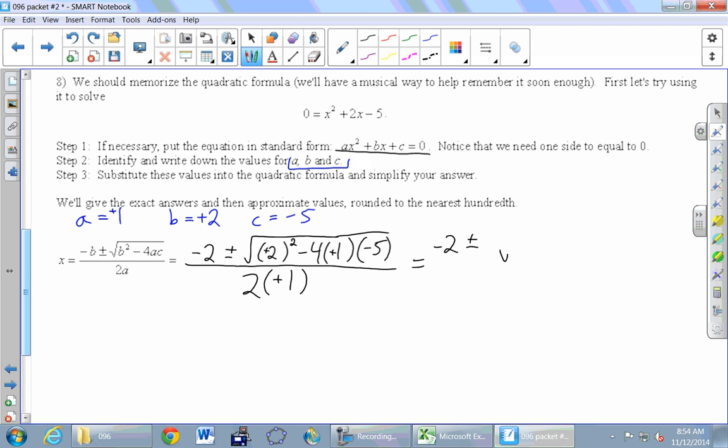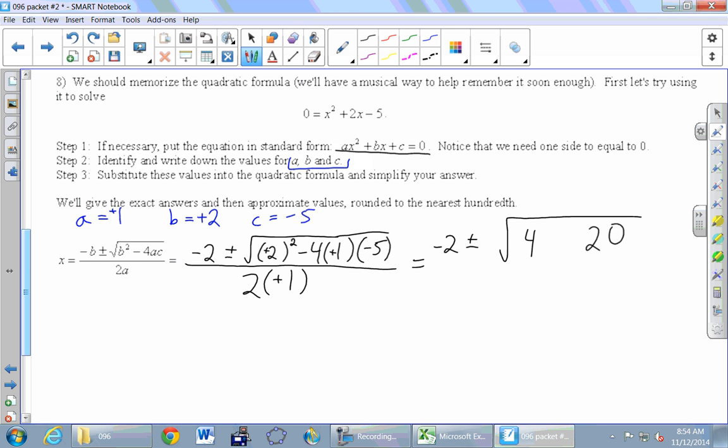-2 plus or minus square root of, how much is 2 squared? 4. Okay, I've got a 4 times 1 times -5. Forgetting the signs, how much is all that? 4 times 1 times 5 is 20. So I'm just going to put a 20 with a space in there that I have to fill in. I encourage you to separate the number calculation from the sign calculation.